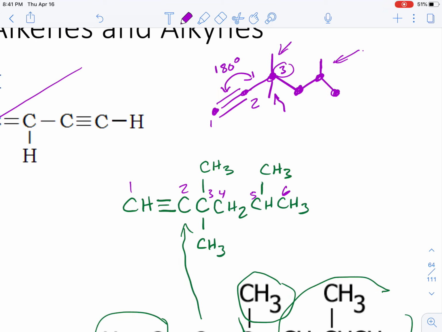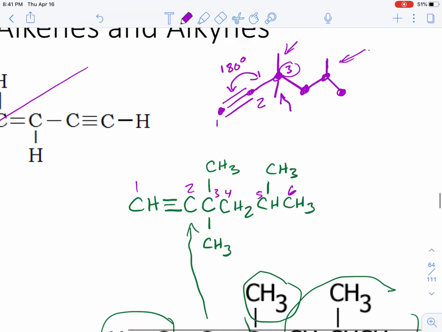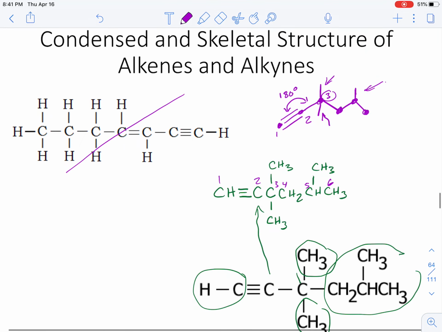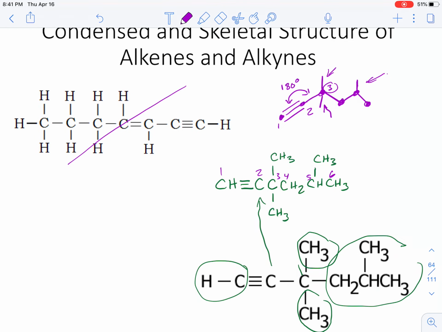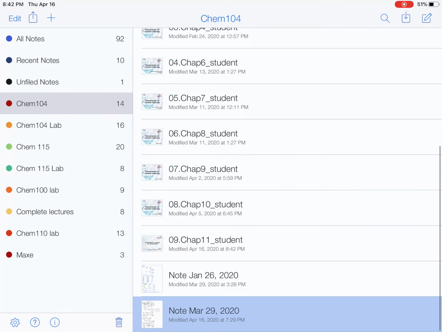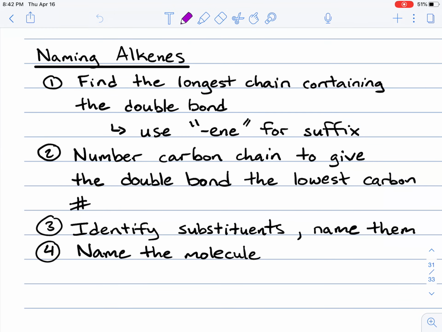All right. And so hopefully this demonstrates how to draw these structures in different ways that we've discussed in the first lecture video. So let's go ahead and learn how to name alkenes. All right. So when we're naming alkenes, some parts of naming is very familiar to us. Some parts are going to be different.